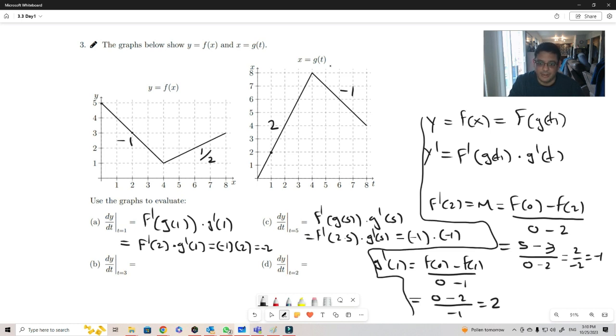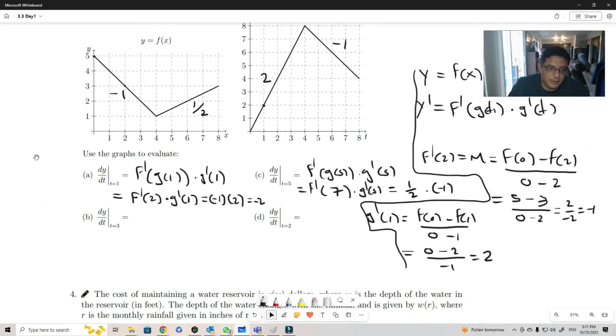Sorry, we have g of 5, not f of 5. So g of 5 is actually 7. And f of 7 is actually 1/2. Okay, all right. So now let's do one more. So this is f prime of g of 3 times g prime of 3.